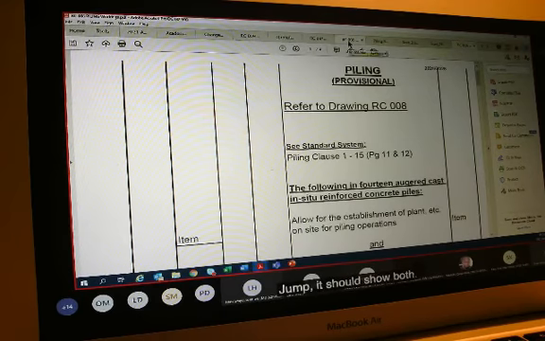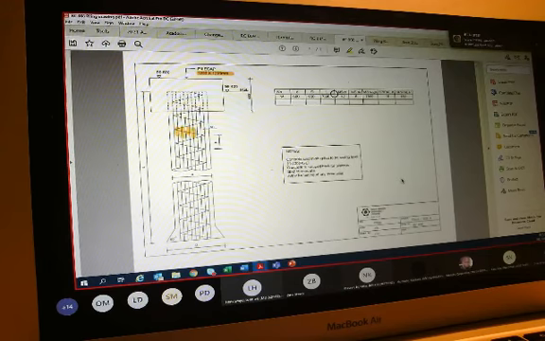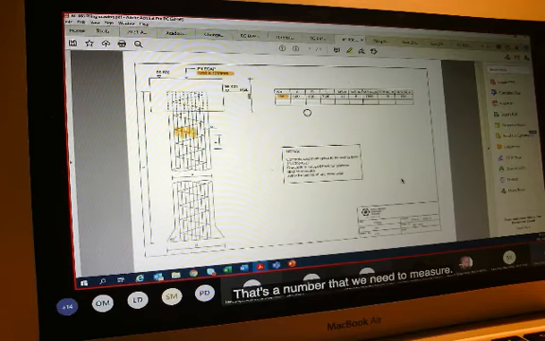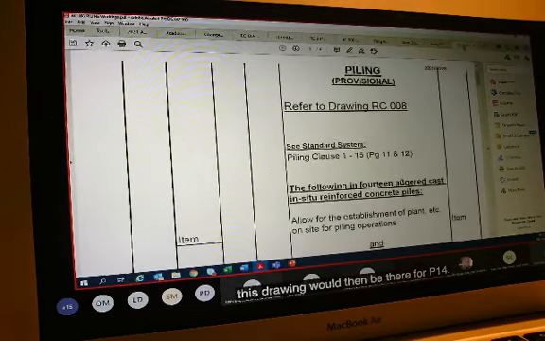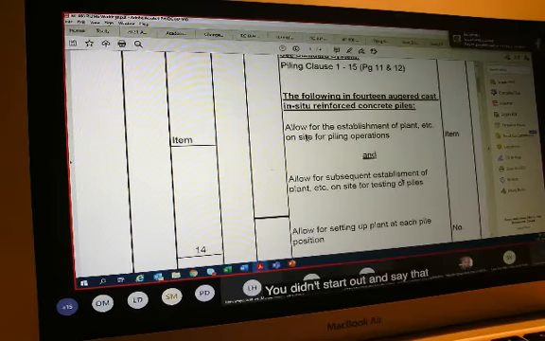Now, you've seen the drawing. I've gone through that and I've shown you. I'll just jump. It should show both. You can see my drawing now. Change over to the drawing. Okay, if you can see the drawing, it says to us that we have 14 piles. That's a number that we need to measure. So meaning everything that we'd measure in this drawing would therefore be 14.